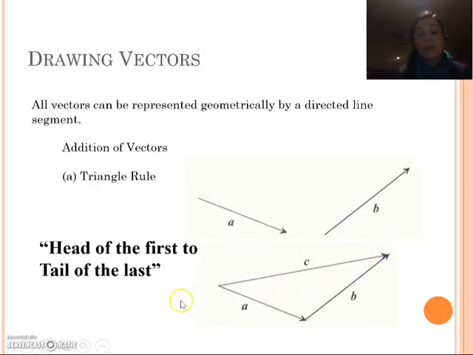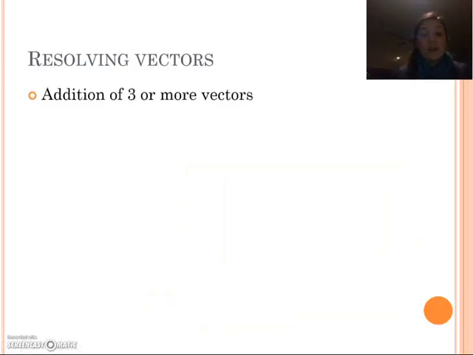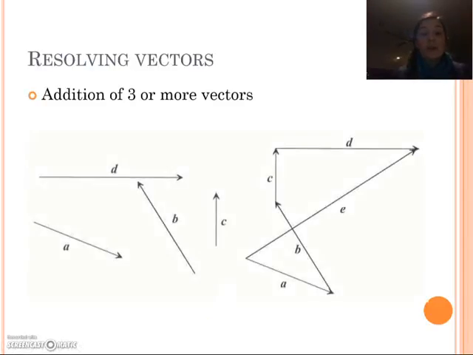When we want to find what the actual resultant of that addition would be. Now, when we're adding three or more vectors, we just have to follow that same thing. So here we have A goes down here. The next one, we go head of the first one to tail of B, that's how that one goes. Then C, we have to go head of this one to tail, and that one comes up here. And then D again goes from head to tail, and then we want to resolve them. We go from the tail of the first one to the head of the last.